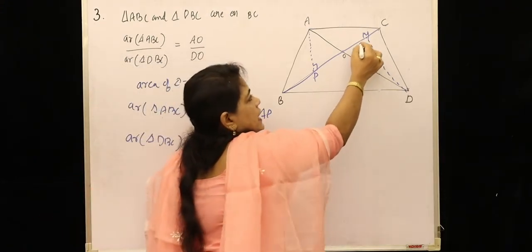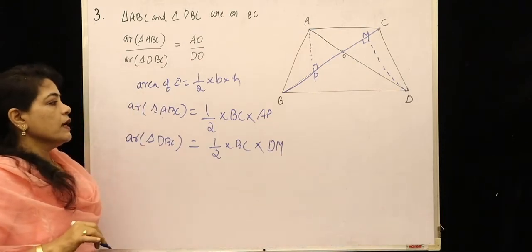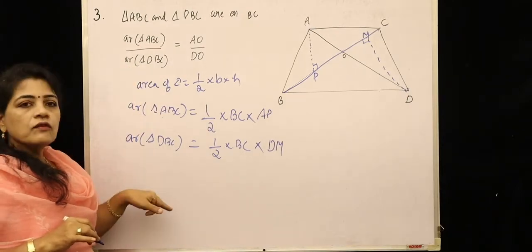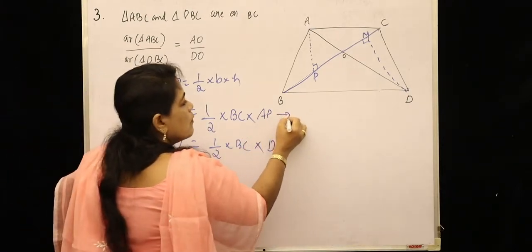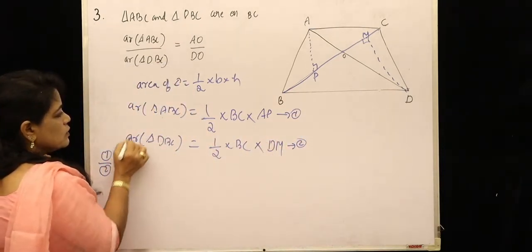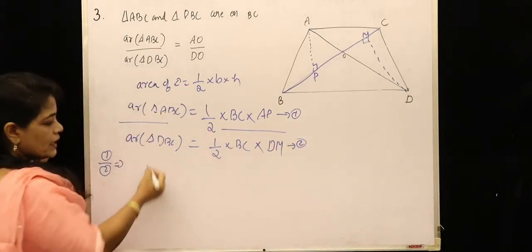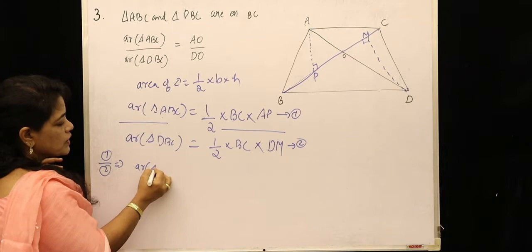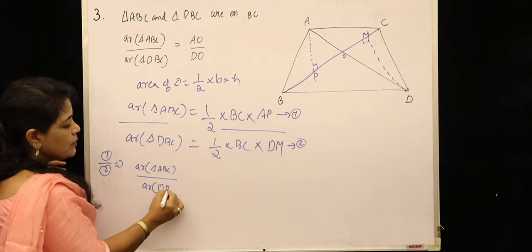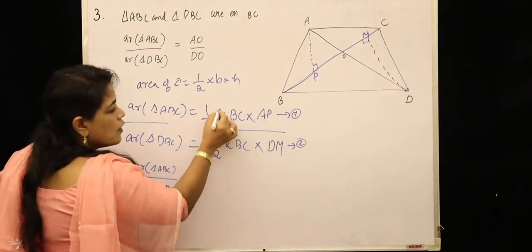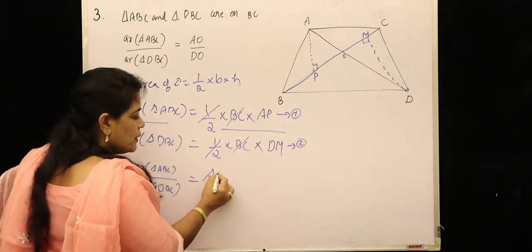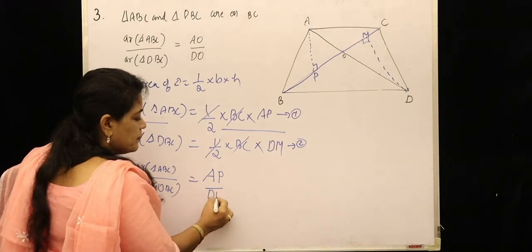Understood? So here being it is 90 degree, you can mark that as 90 degree. So here in order to get this in terms of ratio, I am going to divide these two equations. Let it be equation number 1 and equation number 2. So 1 divided by 2 implies, in LHS it will be area of triangle ABC divided by area of triangle DBC equal to half gets cancelled, common base gets cancelled. Now we have AP divided by DM.